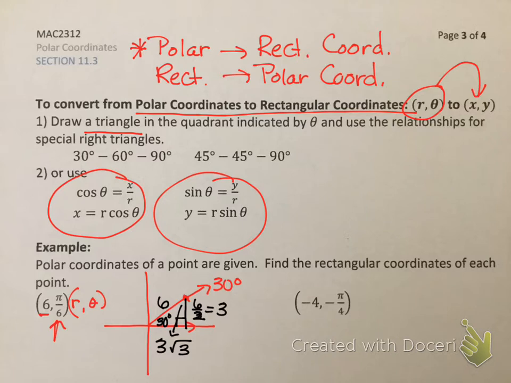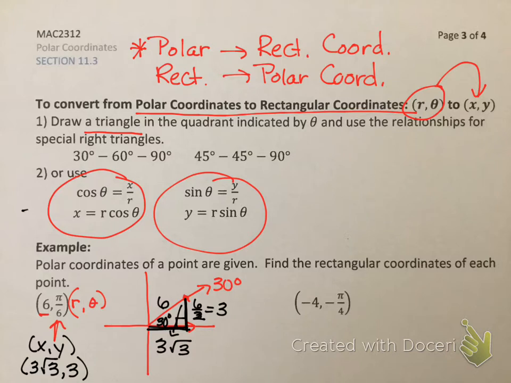So let's look at my coordinates for x's and y's. Here's my x value right here, 3 square roots of 3. Here's my y value right here, 3.